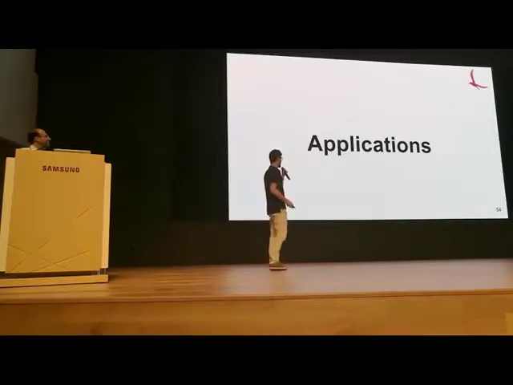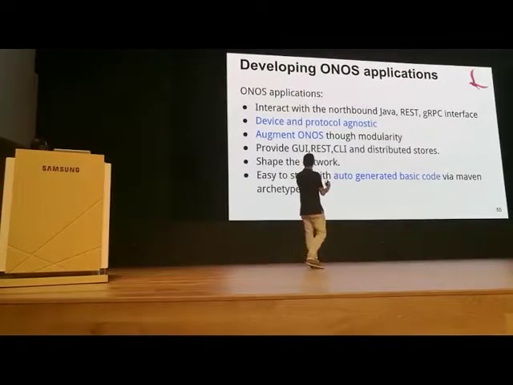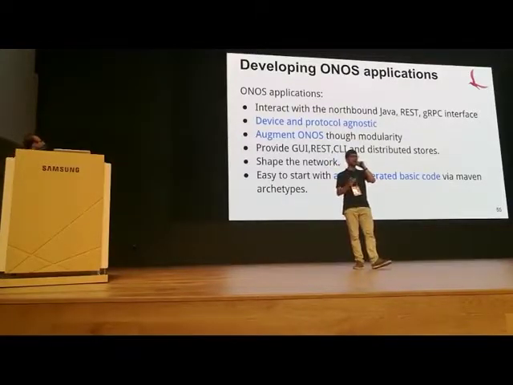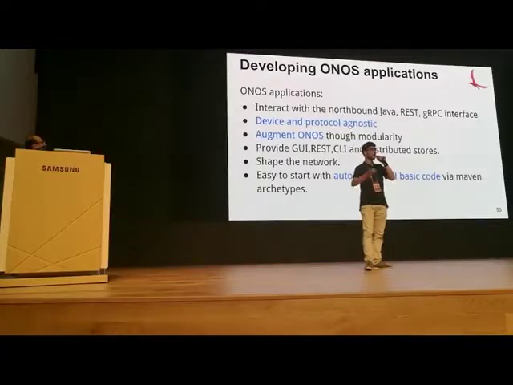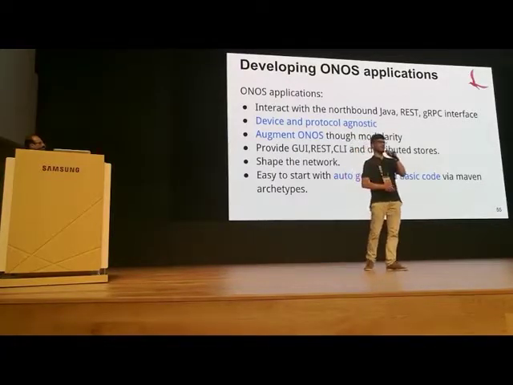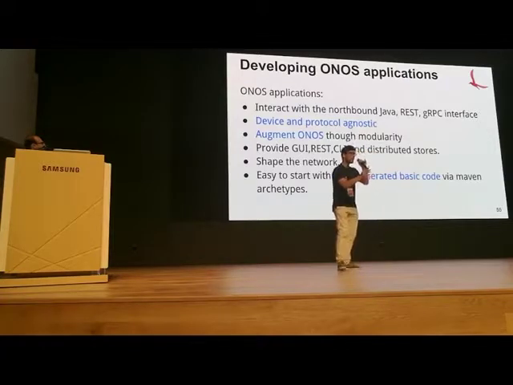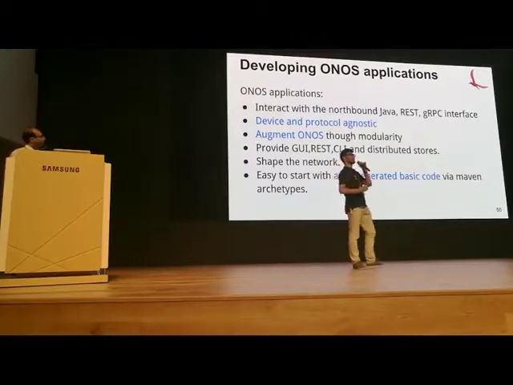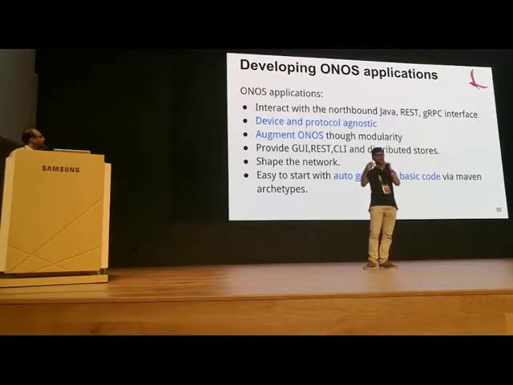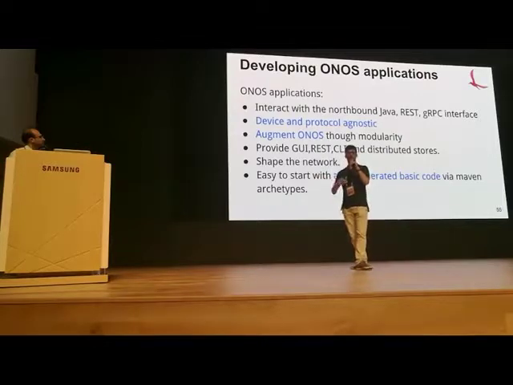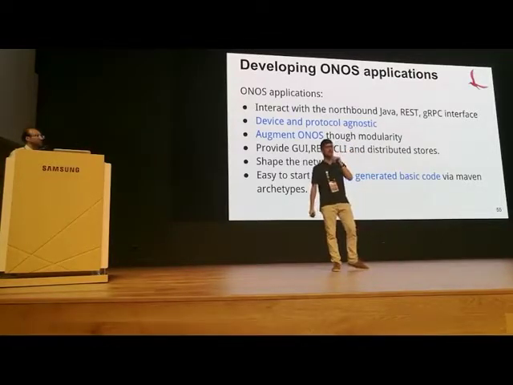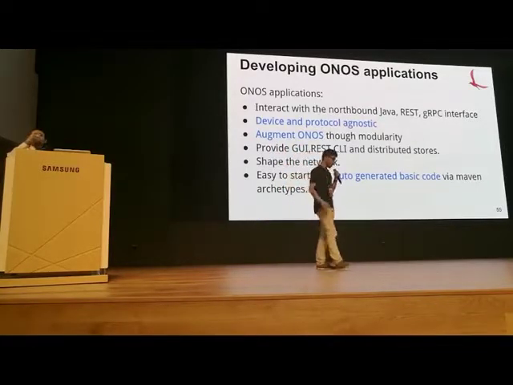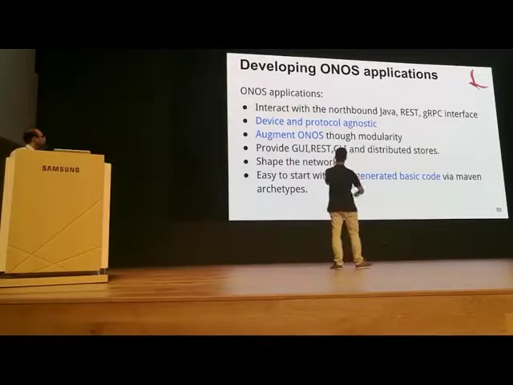So, applications. Let's talk a little bit about them. We have two types of ONOS applications. On-platform applications interact with ONOS through Java. They live in the same ONOS JVM, and they're very fast to interact with ONOS. Then we have applications that use just REST and gRPC to interact with ONOS, and they are called off-platform applications. They can live wherever you want, and interact with ONOS through REST and gRPC.